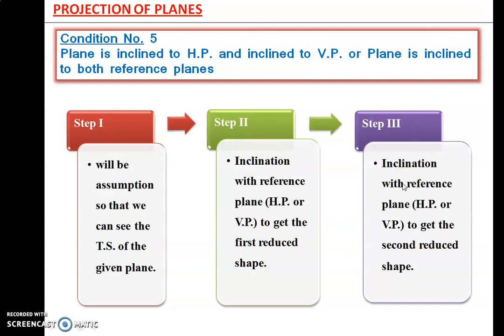Now what will be step 3? Again it will be inclination, either with HP or VP, and what will it give? It will give us the second reduced shape. So in step 2 we will get RS1 and in step 3 we will get RS2. So it is simple. Here it is the theoretical part. In the next slide I have given you a flow. When you see the flow of that particular condition, you will get the things very easily. So let us discuss the flow and all the things in the next video.